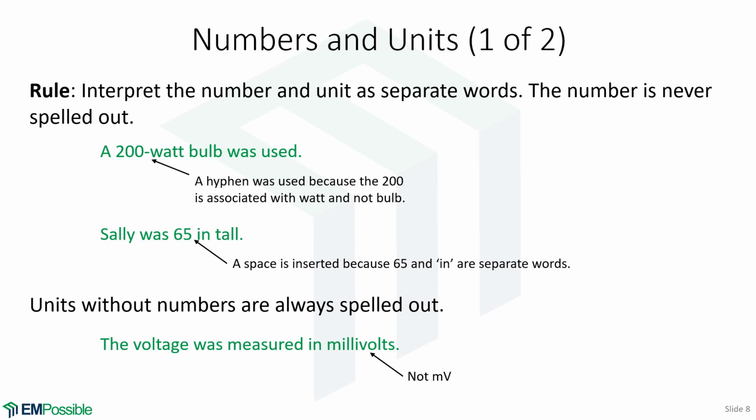Sometimes you need units that don't have a number. These units are always spelled out. For example, the voltage was measured in millivolts. I didn't say the voltage was 3.7 millivolts, in which case I would just use the mV. But there's no number here. I'm just talking about the units, so they must be spelled out.